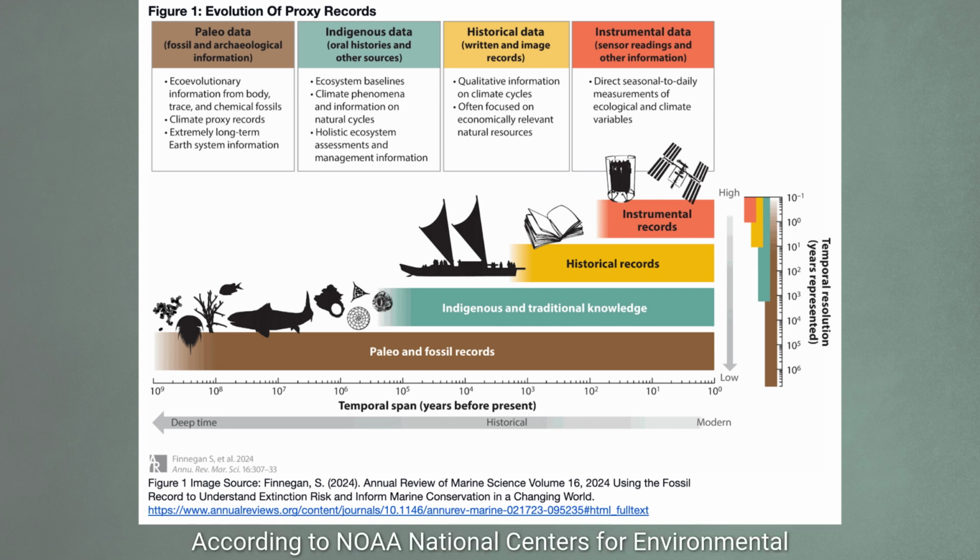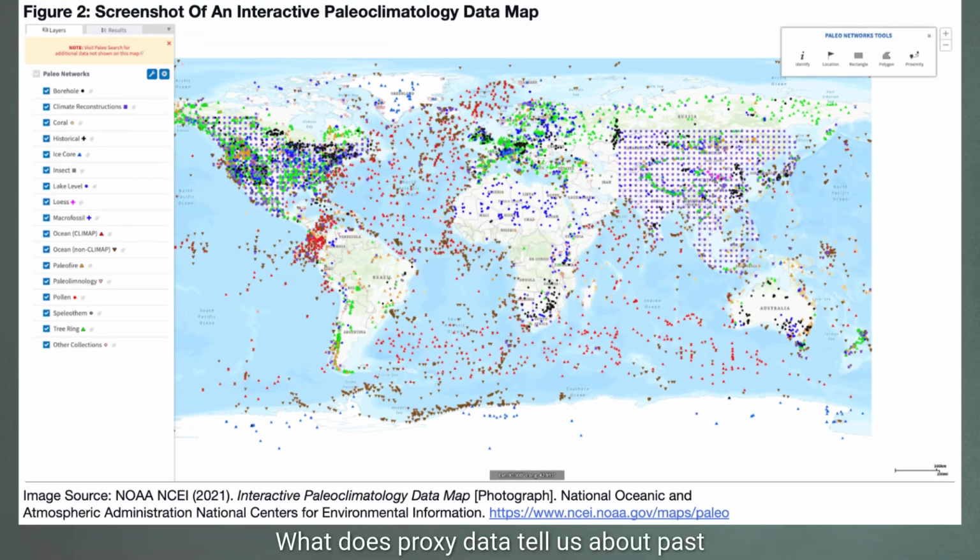According to NOAA National Centers for Environmental Information, paleoclimatologists are scientists who study past climates and collect measurable data from corals, pollen, ice cores, tree rings, caves, packrat middens, ocean sediments, lake sediments, and historical written data. This tangible collection of data is known as proxy data, utilized to explore past climates on Earth, enhancing our understanding of historical climate conditions. What does proxy data tell us about past climates?